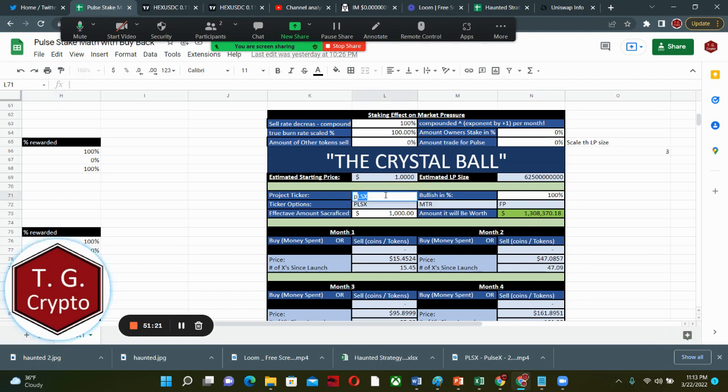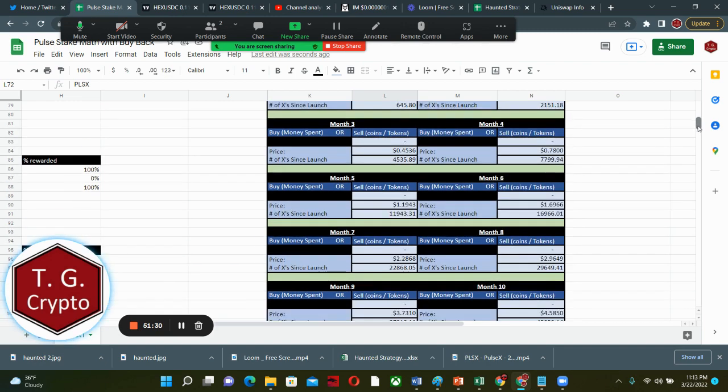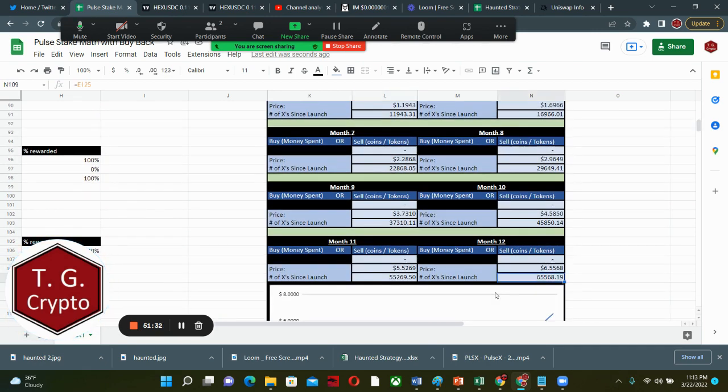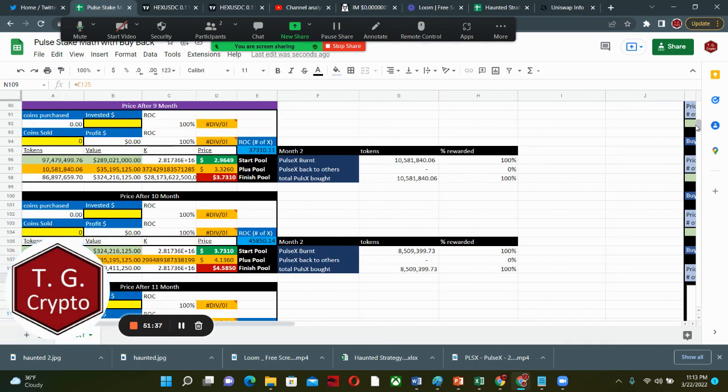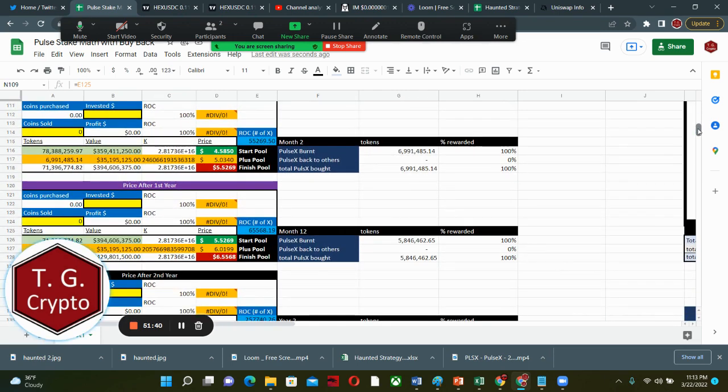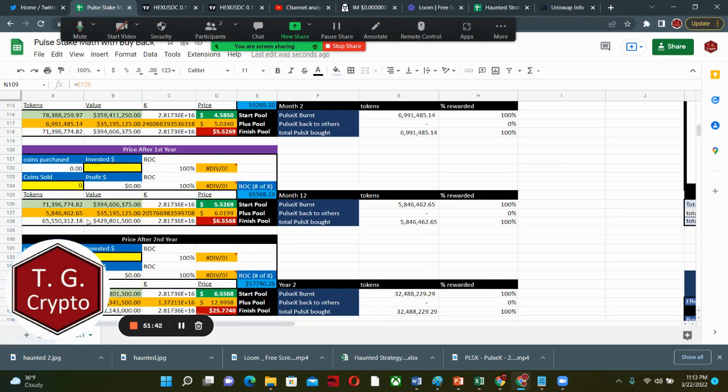So let me set this to PulseX again. All right, so these are the insane numbers. I've got the short form here of the month 12 liquidity pool. You can actually see, I had to calculate this is the number of tokens left, that would be the assumed size of the liquidity pool that would make the price $6. I had to work it out step by step.